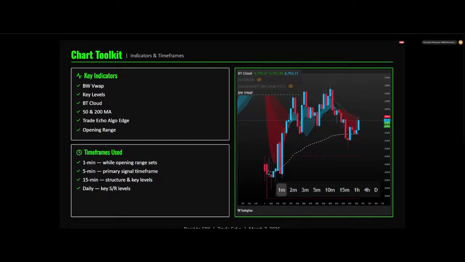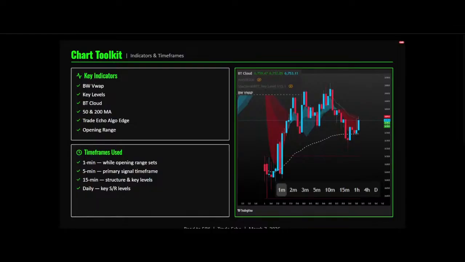I always have my daily support and resistance levels, and to clarify what some people have asked: whenever I say closes above VWAP, or that happens after the opening range break is set, I'm usually talking about the 5 minute time frame, since that's my primary signal time frame, and that's usually the 5 minute close. I do that specifically to eliminate the noise that the 1 minute creates.